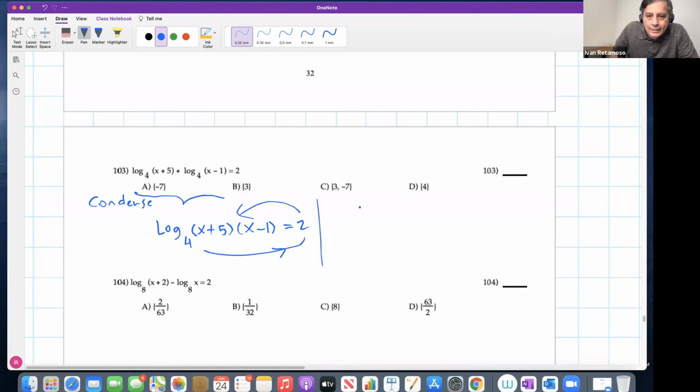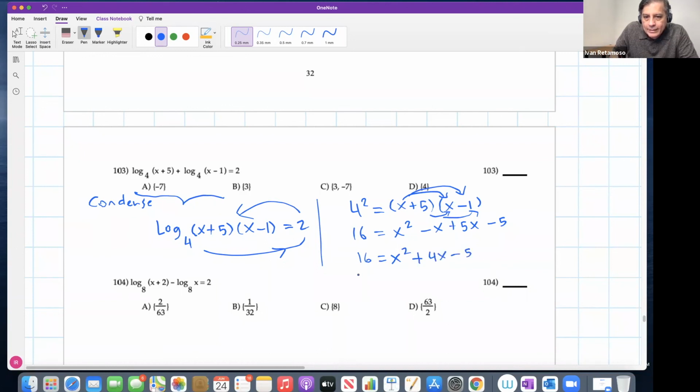You will get that 4 raised to the second power is equal to x plus 5 times x minus 1. This is 16. Once you expand this, it is x squared minus x plus 5x minus 5, right? Simplifying, you get 4x minus 5. Subtracting 16 from both sides of the equation, you get 0 equals x squared plus 4x minus 21, right?